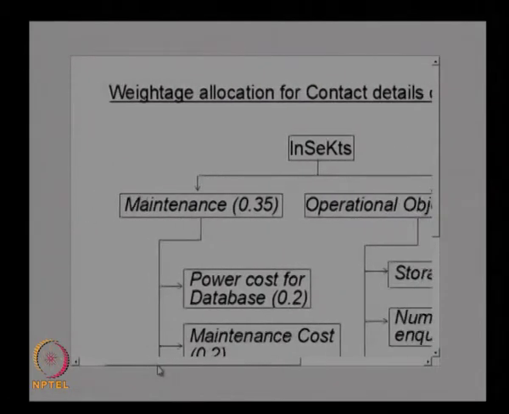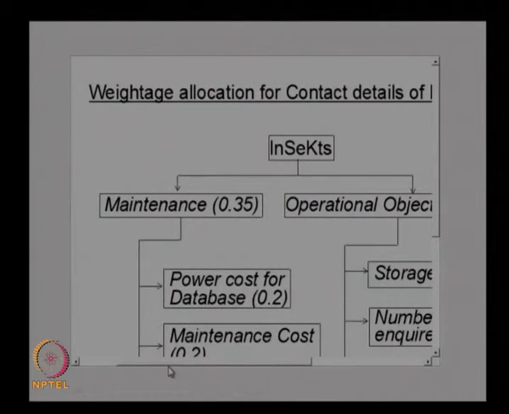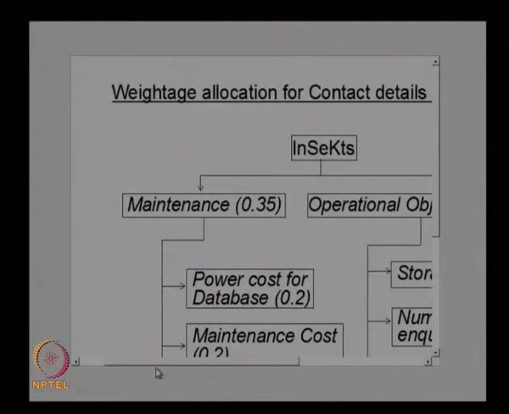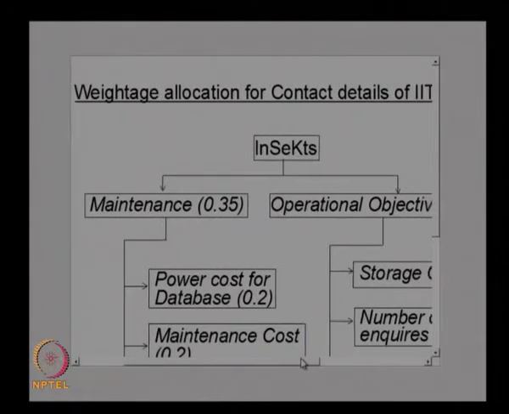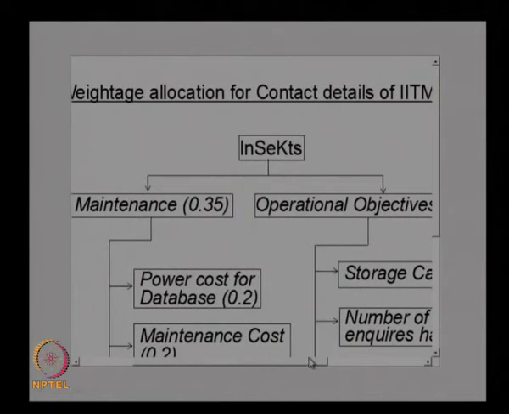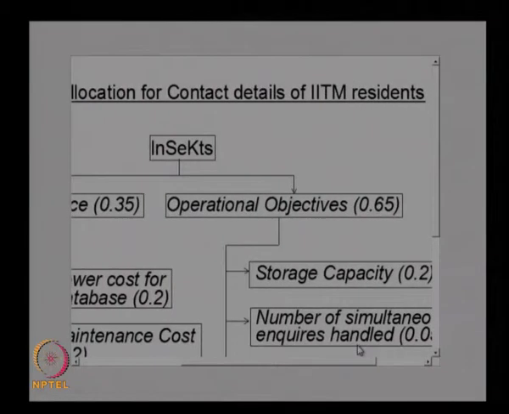This shows the weightage allocation of the system. We know that there are multiple requirements for the system, and we need to have some kind of priority in assigning the tasks or system functions. We can see that the operational objectives are given the higher priority here. 0.65 is given as the priority for the operational objectives, and maintenance is given 0.35.